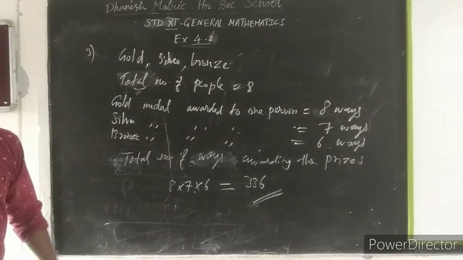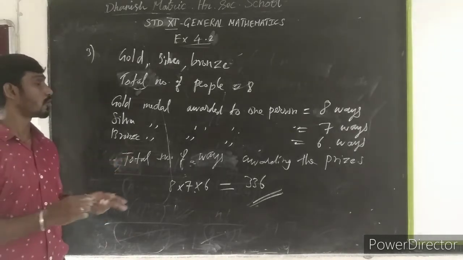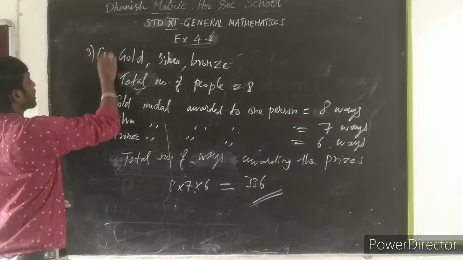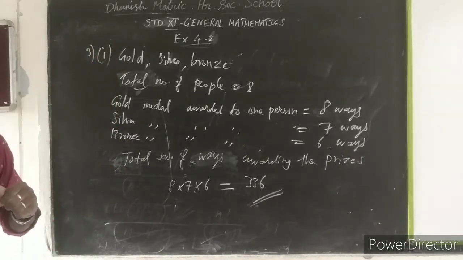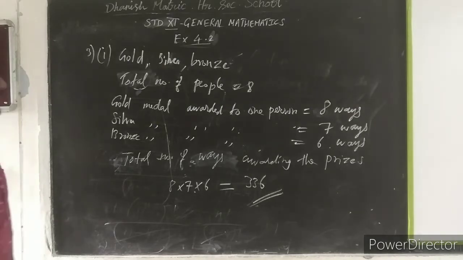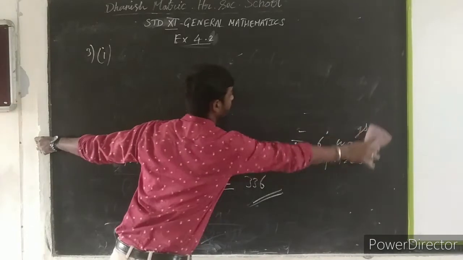So the second sum is homework for you, and the fourth sum also, the second subdivision is also homework for you. This one is the first subdivision. Let me see the second subdivision also. What is the question given here? Very easy one only. The fourth one is the homework for you.